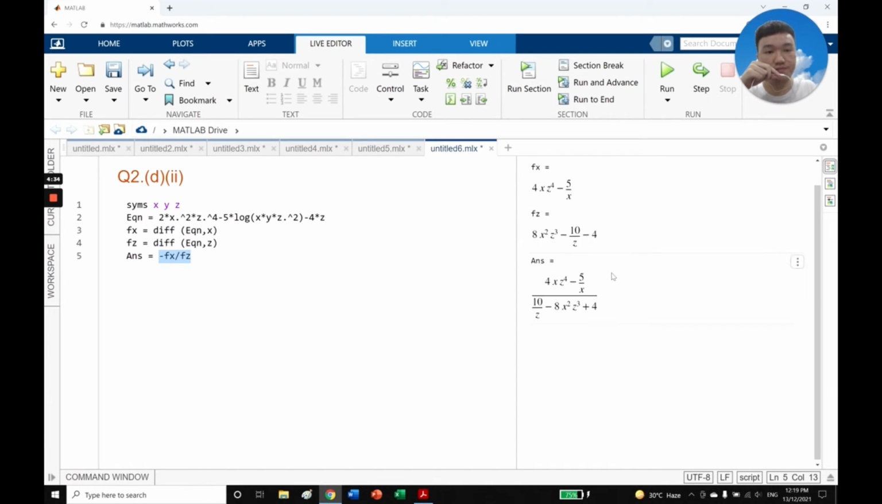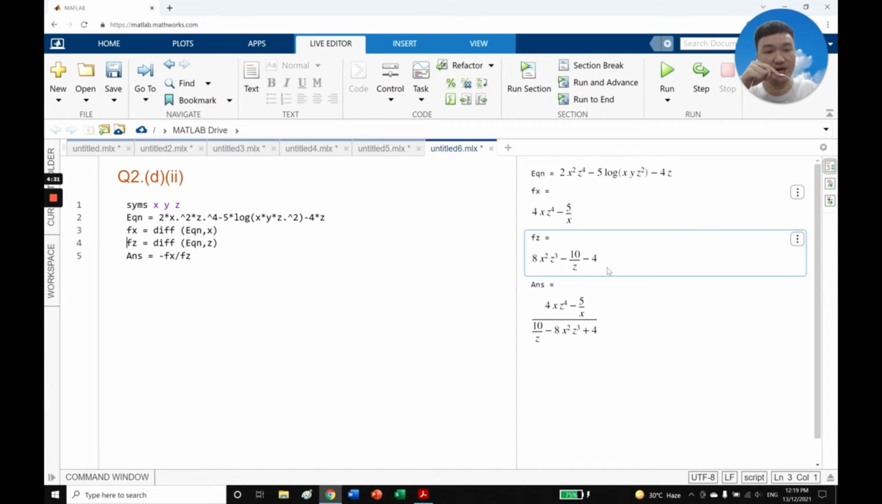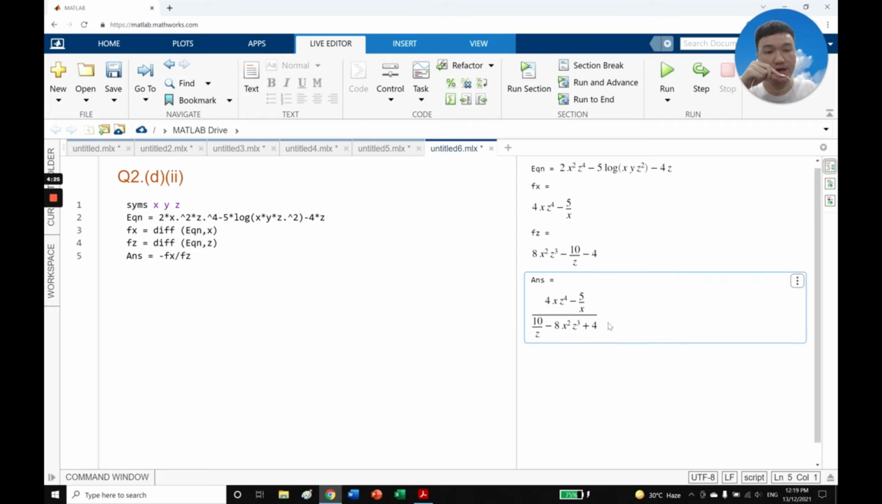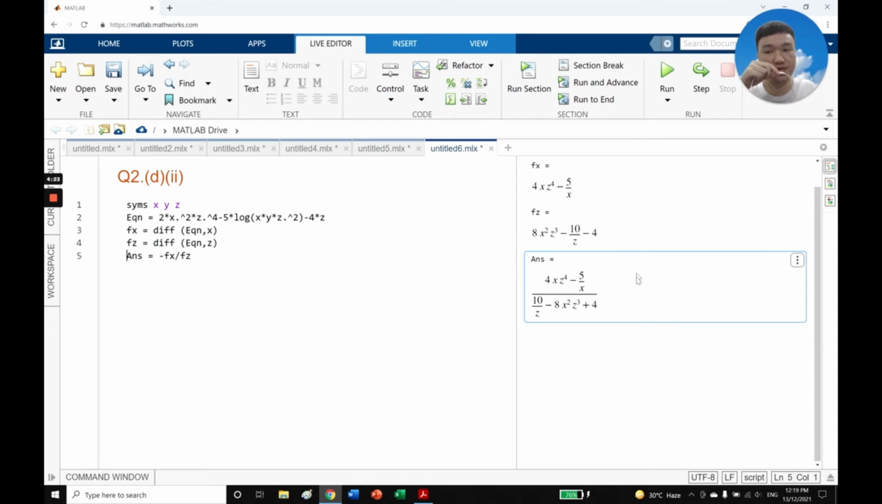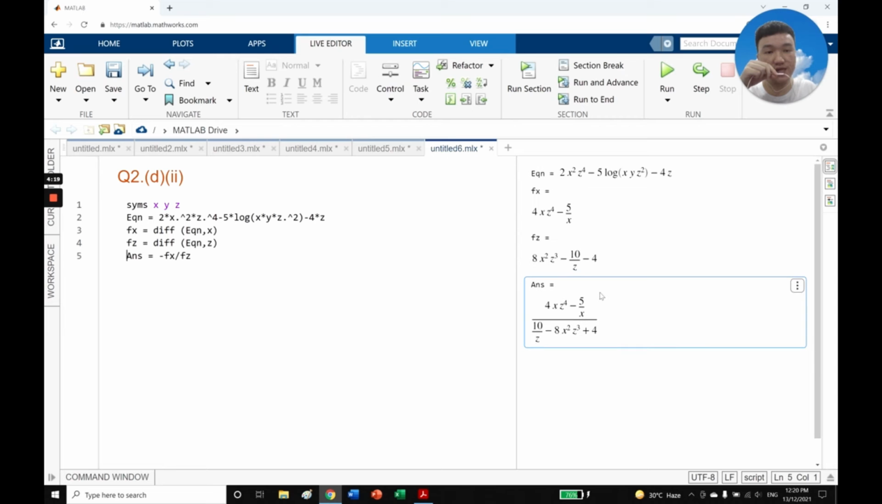We need to find the fx, fz before finding the del z del x, which will be equal to negative fx divided by fz. So we run the code. We obtain the value for fx, fz, and the final answer for del z del x, which is the division of negative fx divided by fz. And we compare all the values up till now from question 2 part A until part D. We can conclude that all the answers we obtained through the MATLAB code are the same as our calculated handwritten value.